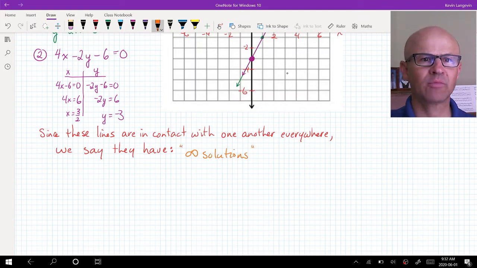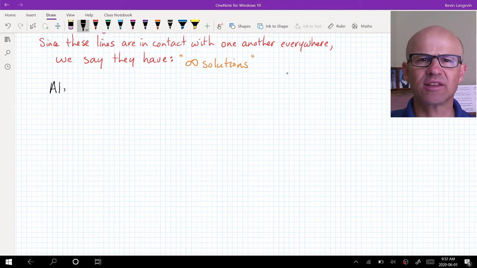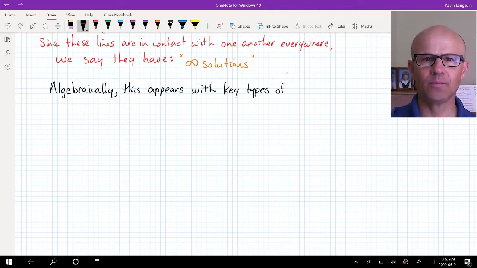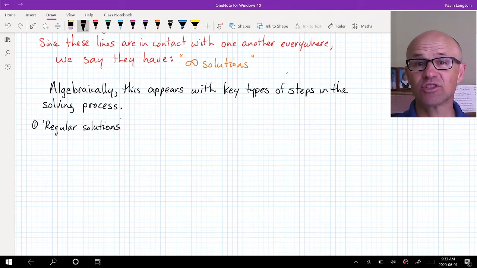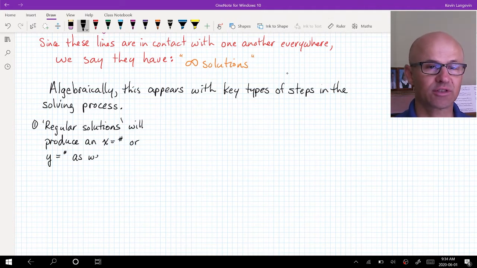Algebraically, three different things can happen, and we just need to be able to interpret what these things mean as far as whether I'm getting one of these special cases or not. So we usually find this after the very first solution for the first variable. We don't have to plug back in to keep going to understand what's happening. So if I've got something which I'd call a regular solution, it will produce x equals a number or y equals a number, as we've seen over the past few weeks.